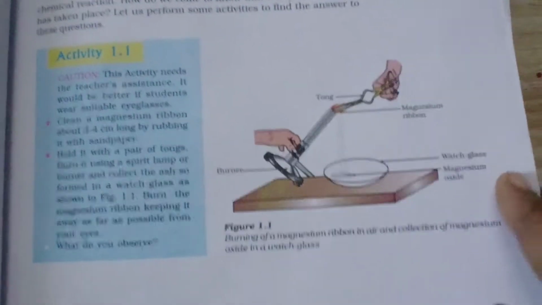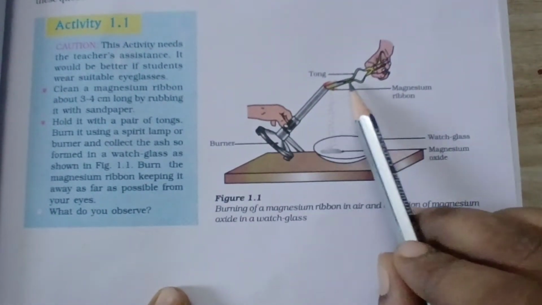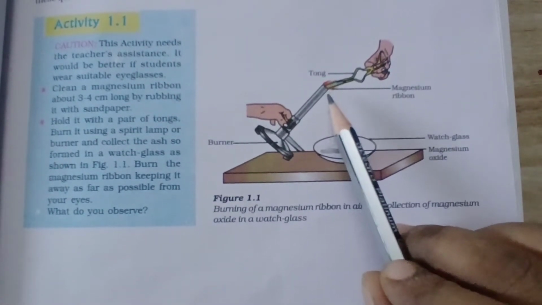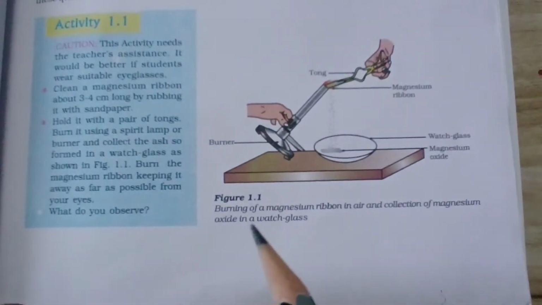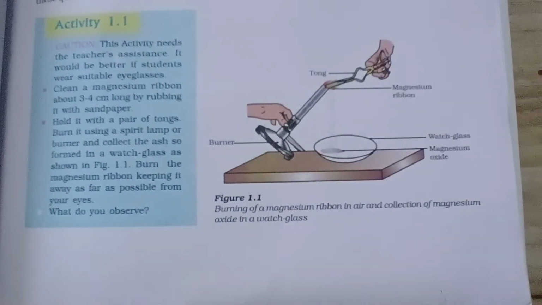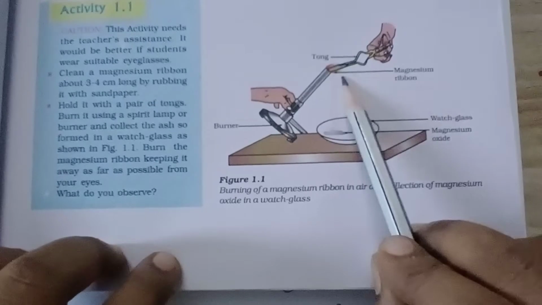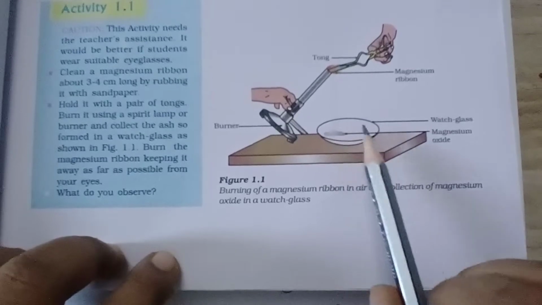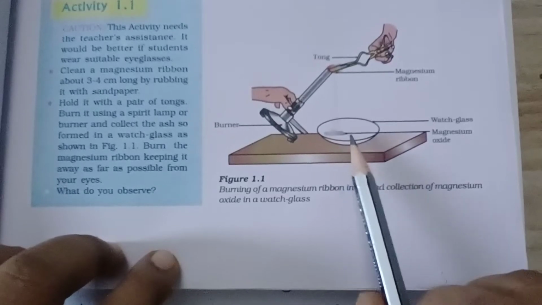I can show it in the picture. Using a spirit lamp or burner, we are going to burn a piece of magnesium ribbon, say 3 to 4 centimeters long. Before burning, we have to rub the ribbon with sandpaper. Then burn it and collect the ash. This is a magnesium ribbon, these are tongs, this is a burner, and this plate is called a watch glass, so we can collect the ash.